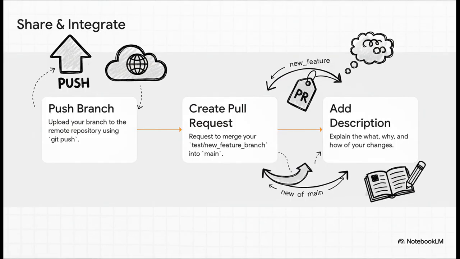Okay, so you've made your changes, you've committed them locally. Now it's time to share your awesome work with the rest of the team. You do this by pushing your branch up to the remote server, like GitHub or GitLab. And then you create what's called a pull request, or a PR. This is basically you formally saying, hey team, my new feature is ready, can you please take a look and merge it into the main project?